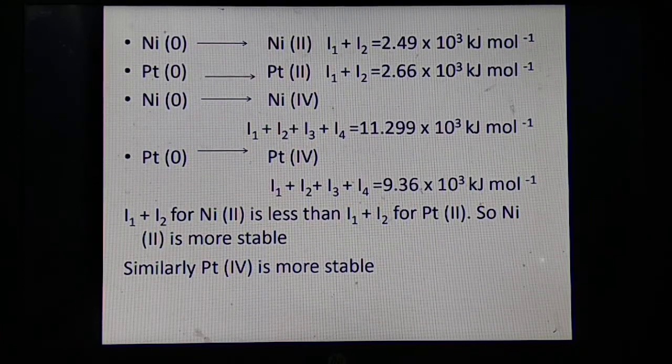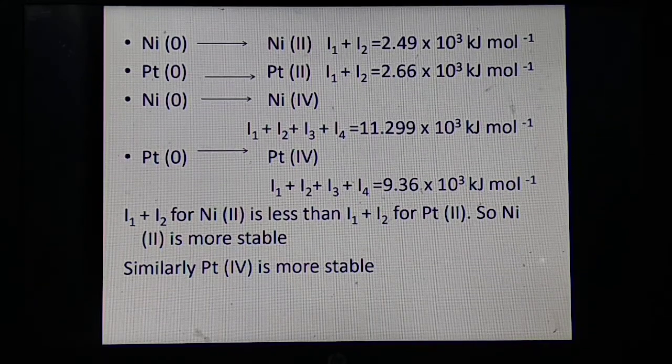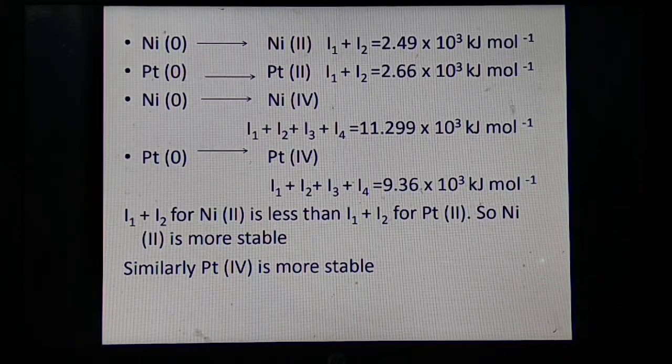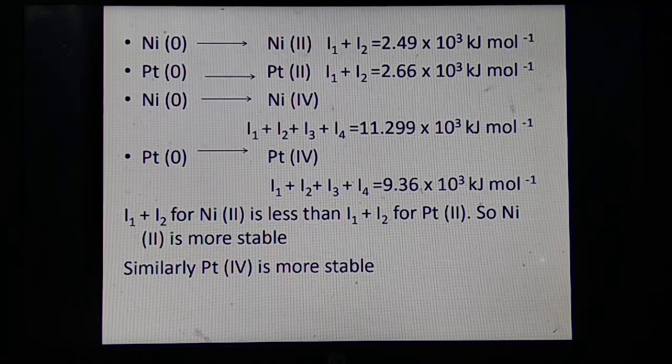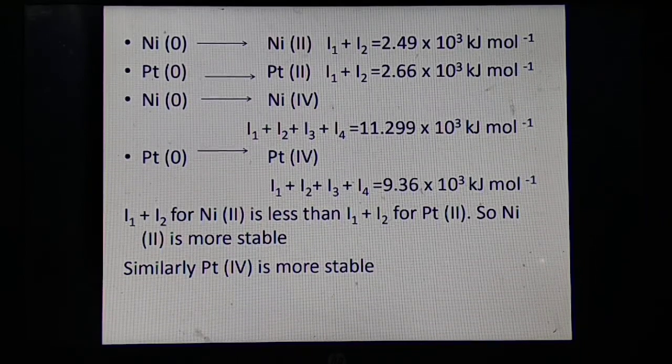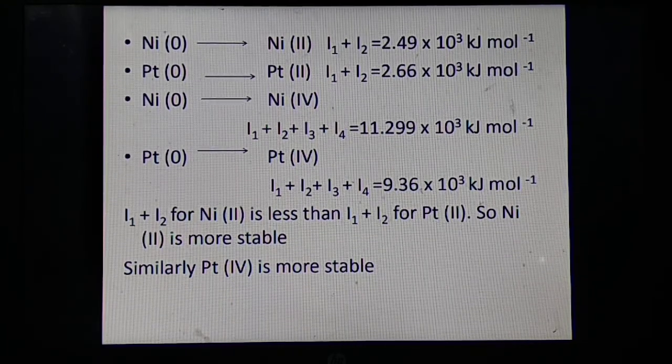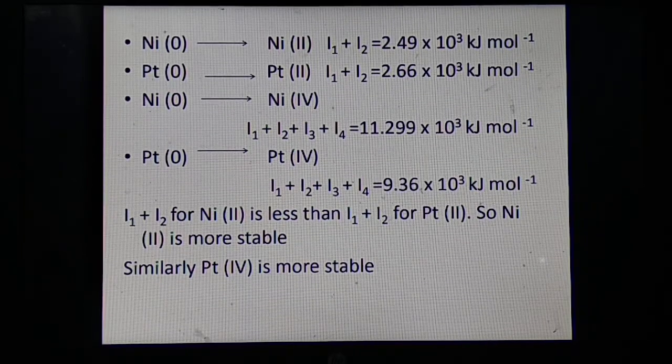Nickel in the zero oxidation state, platinum, nickel, etc. I1 plus I2 for nickel is less than I1 plus I2 for platinum. So nickel 2 is more stable. Similarly, platinum 4 is more stable. So when the ionization enthalpy value is less, then it is more stable. Nickel 2 is more stable because its I1 plus I2 value is less, but platinum 4 is more stable, my dear children.